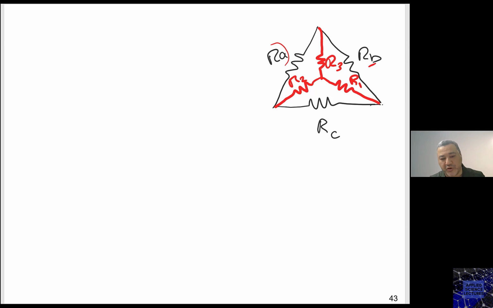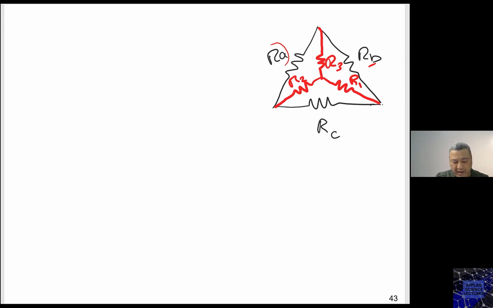The black one I'm calling delta. The red one I'm calling Y. So eventually, when I remove the delta and I keep the Y, the performance would be the same. This Y circuit is equivalent to the delta circuit. The way we calculate the resistors, you will see now.